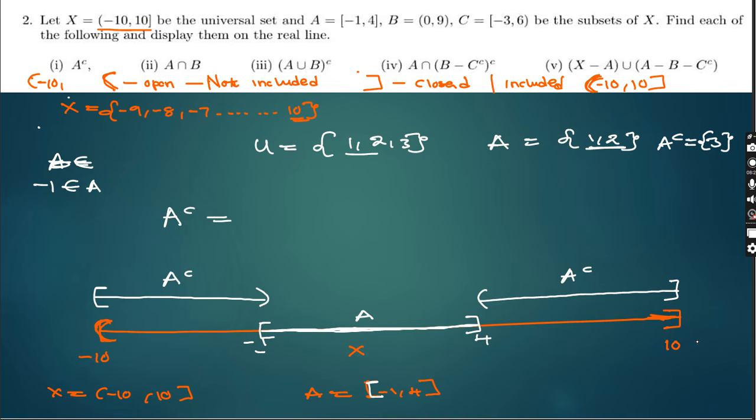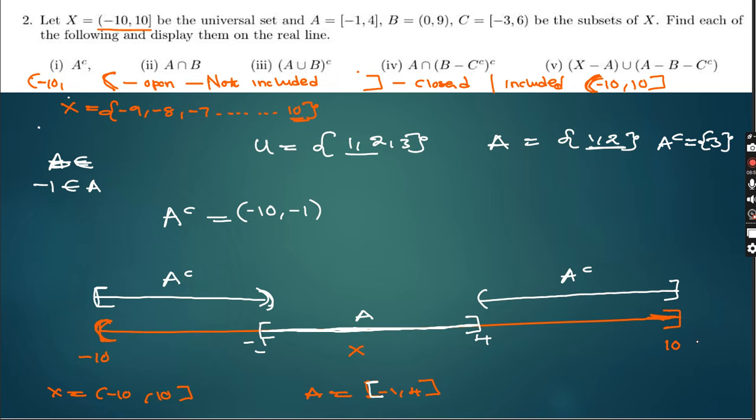Now to find A complement, the set itself, because there are two questions here. The first thing is to find the set and display them on the number line. But I prefer displaying them on the number line first before we find the sets. Okay, so here is what you do. We are going to say A complement is starting from -10 all the way up to -1. And this is not included. Also, this part is not included.